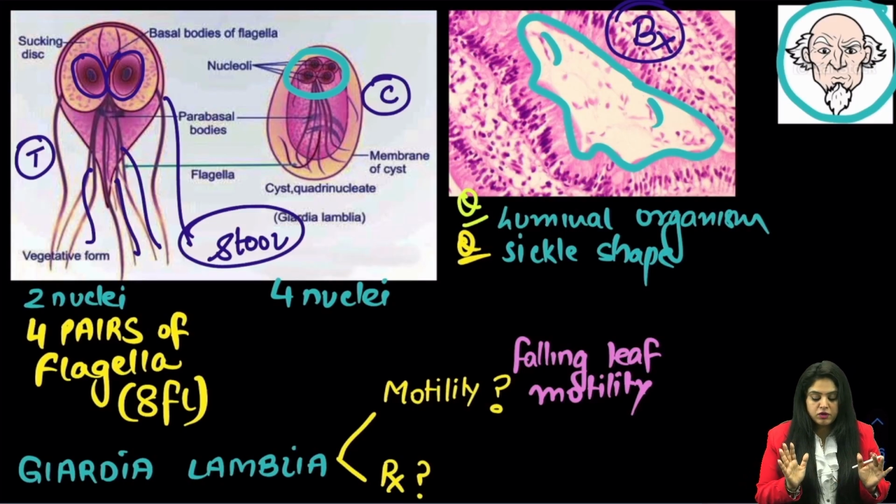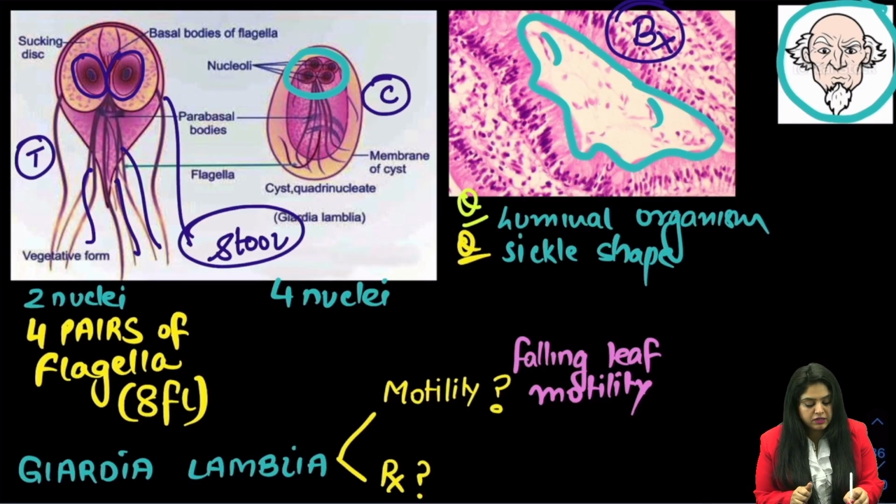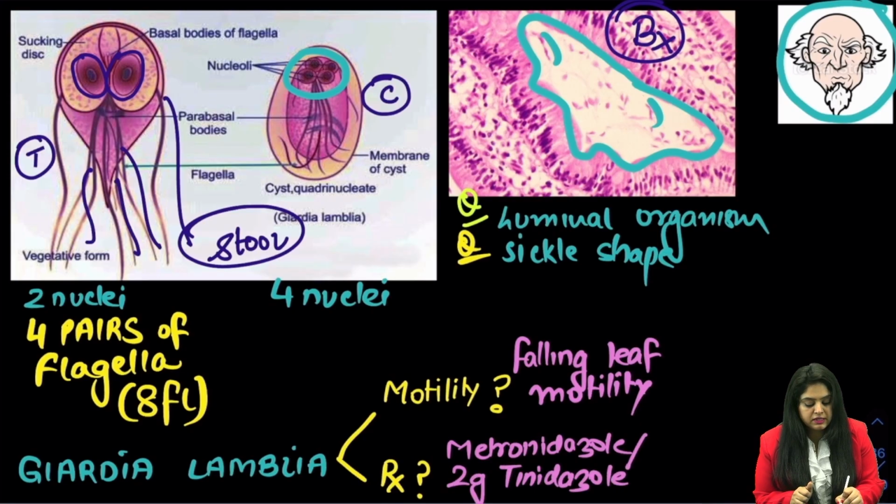That is all that you have to know about Giardia lamblia in terms of treatment. You all know the treatment is metronidazole. You can also give 2-gram tinidazole, that works well, as a single dose. So the angry uncle is done.